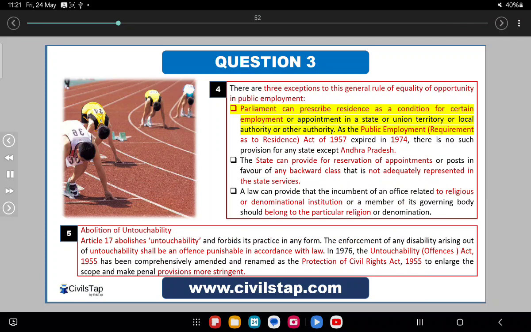Parliament can prescribe residence as a condition for certain employment or appointment in a state or union territory or local authority or other authority. As the Public Employment Requirement as to Residence Act of 1957 expired in 1974, there is no such provision for any state except Andhra Pradesh.